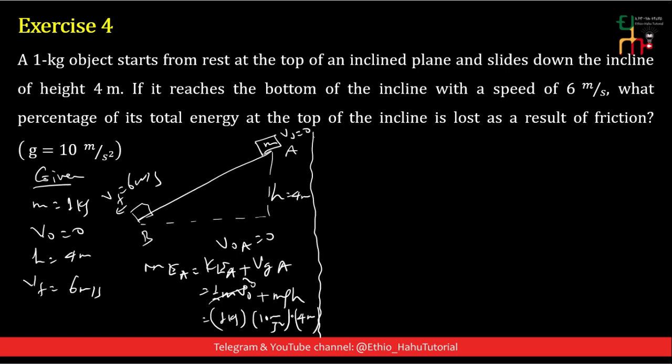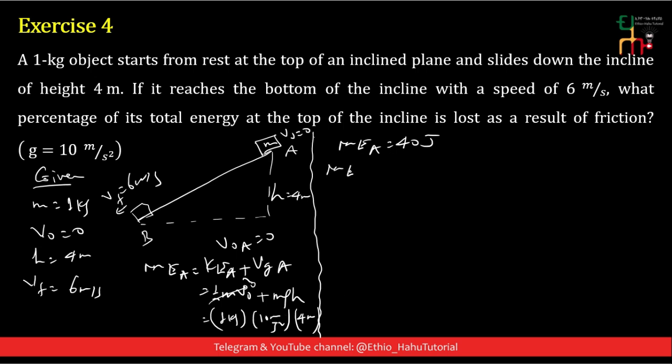1 times 10 times 4, 40. Mechanical energy at A is 40 joule. Kilogram meter per second square is Newton. Newton meter is joule.